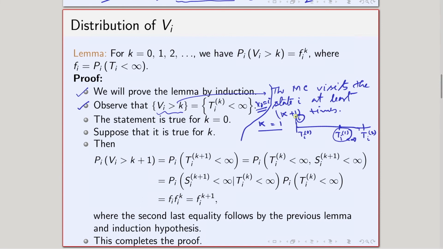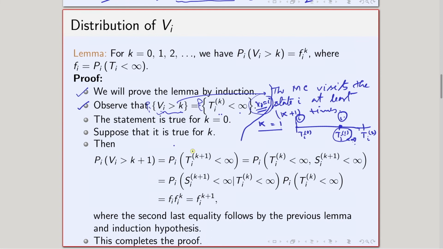So this is I, this is I, this is I. So Vi is greater than k. That means if I take k equals 2, then Vi is at least 2. So it has visited here, it has visited here. So T_i^1 has to be finite, which is basically this part. On the other hand, if Vi is greater than 1, that means the Markov chain is at I here, and then again it has visited the state I here. So under the condition that X naught equals I, Vi greater than k and T_i^k less than infinity are the same events. So if I try to find the probability of this and of this, they have to be the same, because the two events are equal, so their probabilities will be equal, but only under this condition.